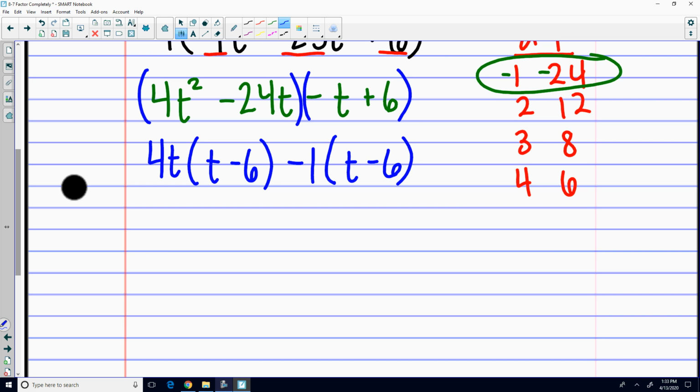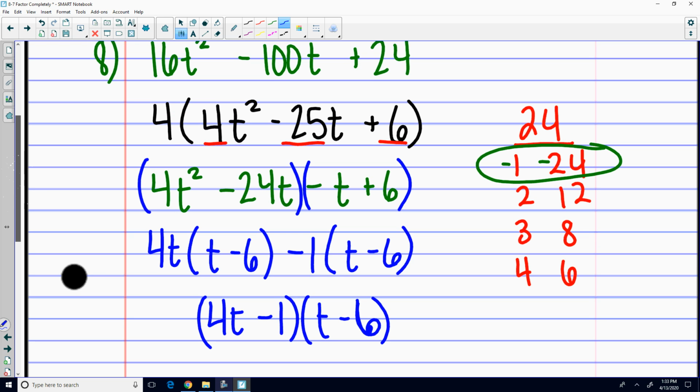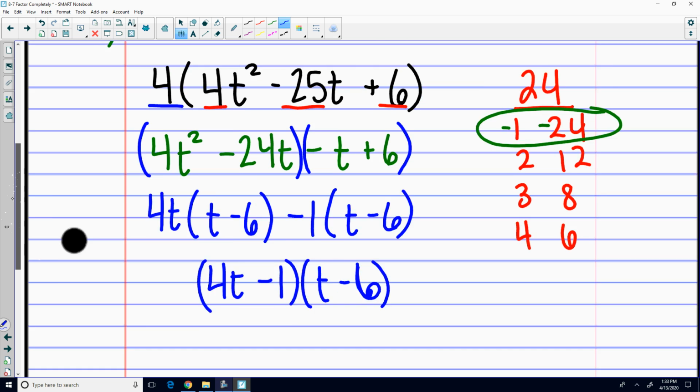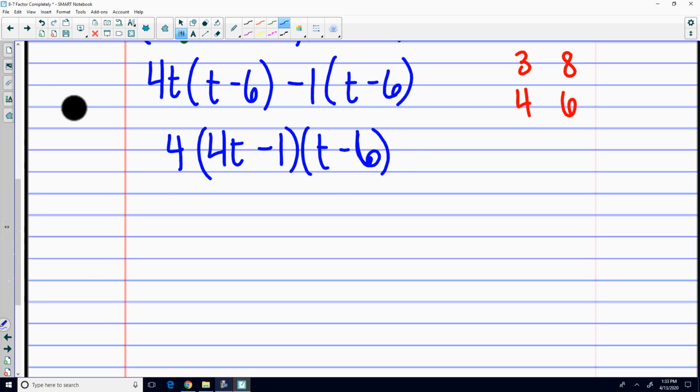All right, now my binomials match, so I can write what I have. 4t minus 1 is my first binomial. T minus 6 is, oops, t minus 6 is my second. And I go back up here and peek because I want to make sure I pull the 4 out that I pulled out initially to begin with. So I put a 4 on the outside. There's your final answer by factoring by grouping.